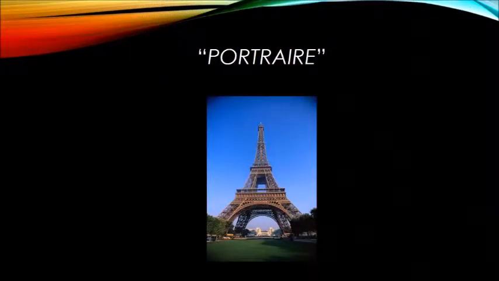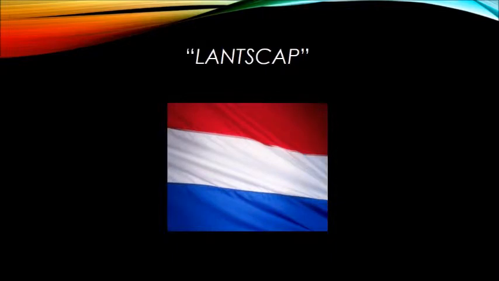The origins of the word portrait come from the mid-16th century. The word was derived from the Old French word portraire, which means portrait. The origins of the word landscape come from the late 16th century. The word's original use was equivalent to a picture of natural scenery that came from the Middle Dutch word landscape.